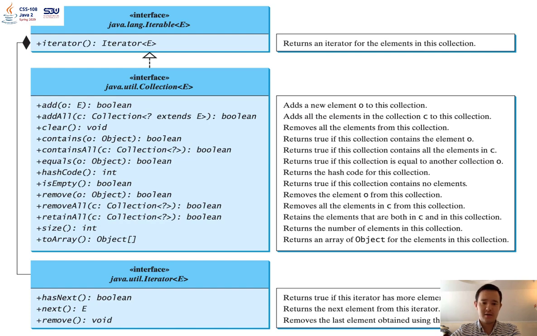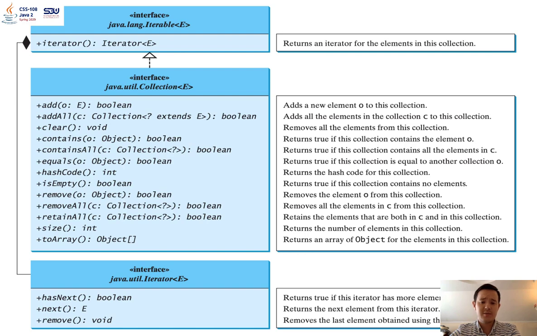First, add and addAll. These two methods add elements into the collection. In addAll, we can see Collection<? extends E>. This question mark extends E means that into some collection that contains elements of type E, you can add any collection that contains elements of type E or subclasses of E, okay? Question mark means any class.